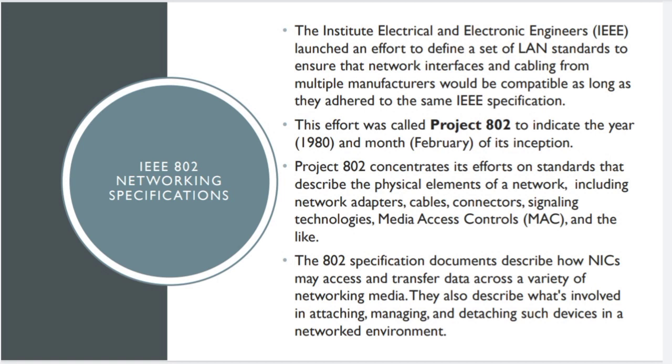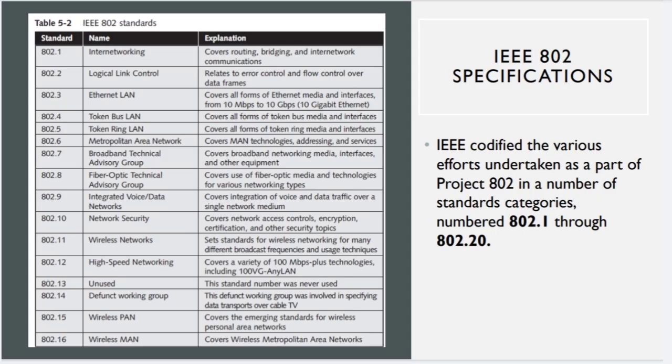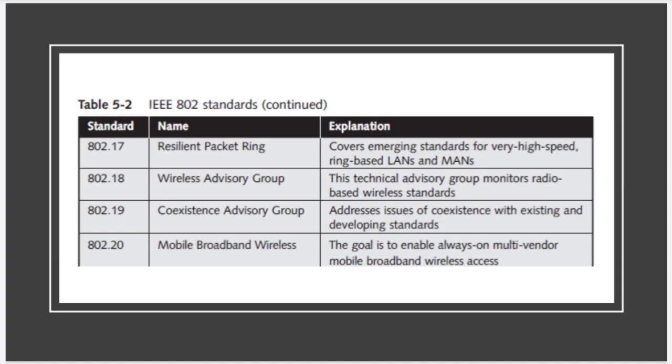The 802 specification documents describe how NICs may access and transfer data across a variety of networking media. They also describe what's involved in attaching, managing, and detaching such devices in a network environment. IEEE codified the various efforts undertaken as a part of Project 802 in a number of standard categories, numbered 802.1 through 802.20.